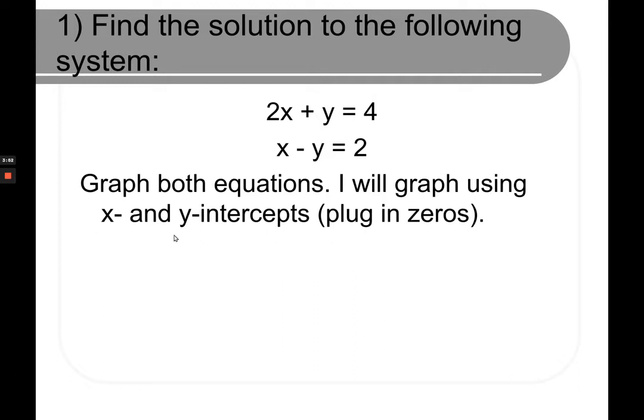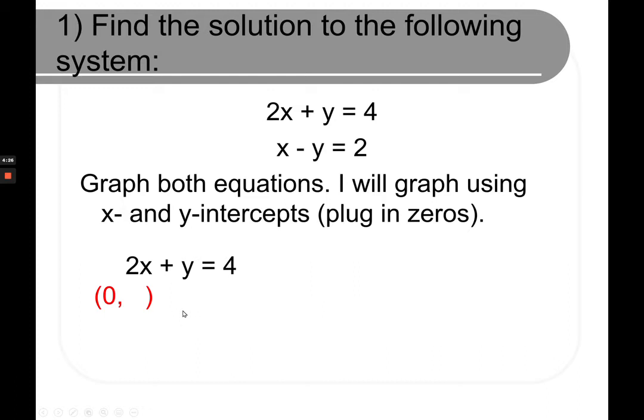X and y-intercepts: when you are given a line, let me enable my pen. Let's say the line crosses on this point, that's the x-intercept, and this point is the y-intercept, and therefore we can draw the line. By finding the x and y-intercepts, we can graph the line or the equation. Let me clear this one. So we will find the x and y-intercepts of the first equation.